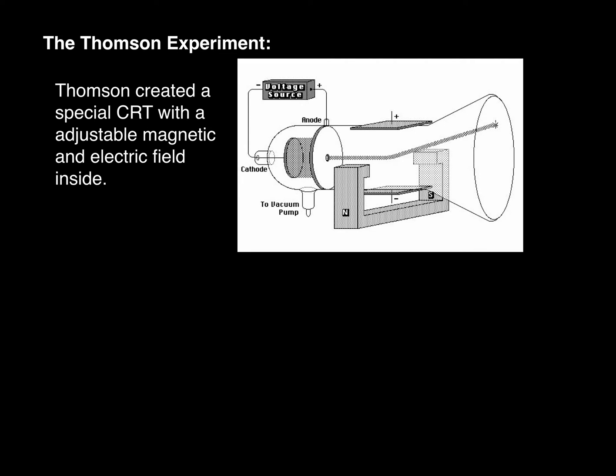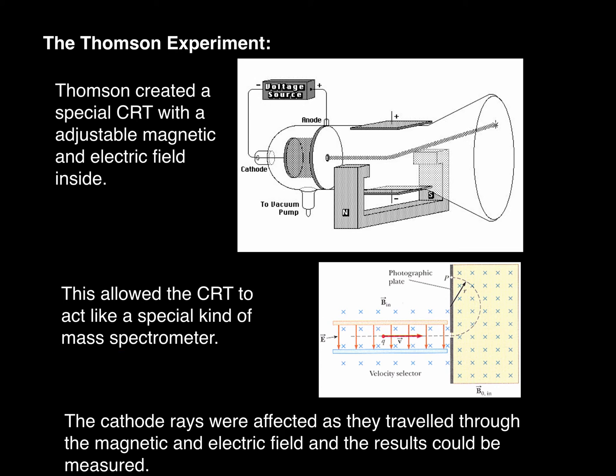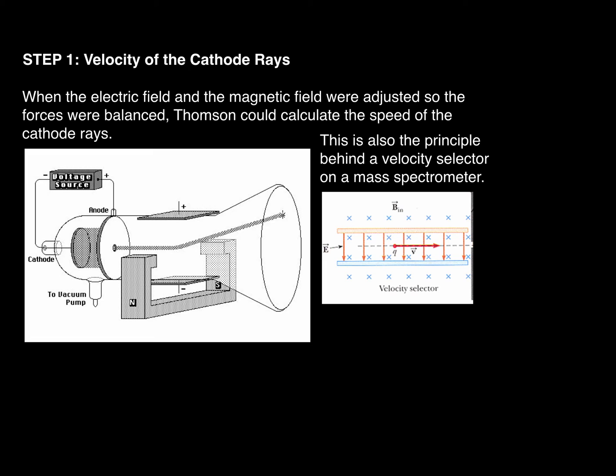The Thomson experiment. Thomson created a special cathode ray tube with an adjustable magnetic and electric field inside. This allowed the cathode ray tube to act like a special kind of mass spectrometer. The cathode rays were affected as they traveled through the magnetic and electric fields, and the results could be measured. The experiment was done in 2 stages. Step 1 was measuring the velocity of the cathode rays. When an electric field and a magnetic field were adjusted so the forces were balanced, Thomson could calculate the speed of the cathode rays. This is also the principle behind a velocity selector on a mass spectrometer.